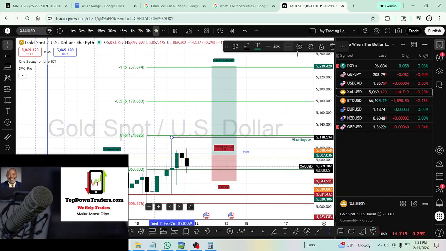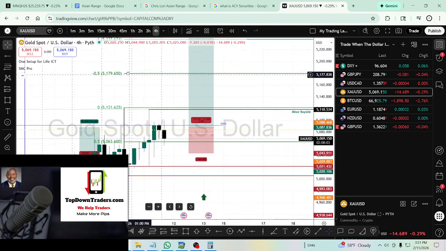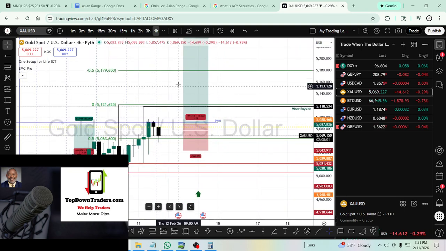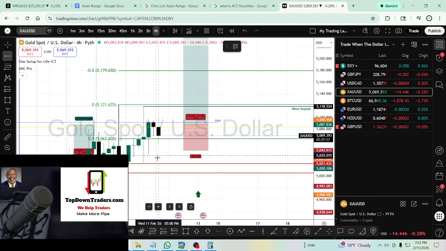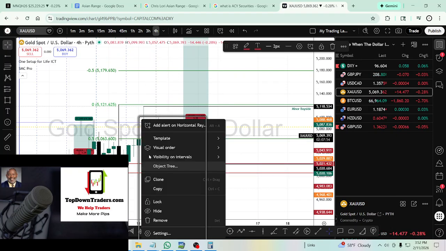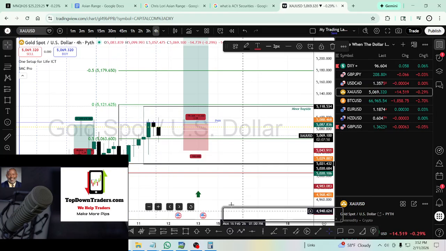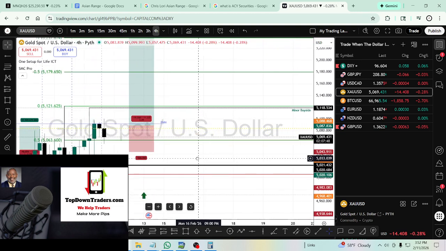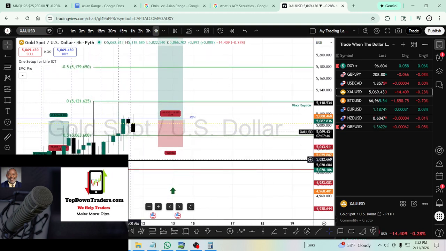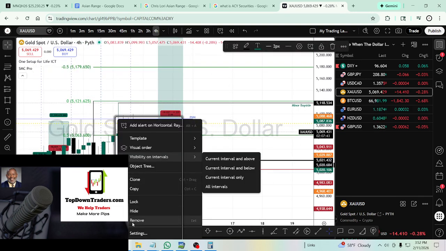Let's lock that. So I'm looking for price to break out to there. If it doesn't break out there, it'll do the opposite, right? And here we have a minor sell side liquidity. That's not labeled. No, that should have been labeled.